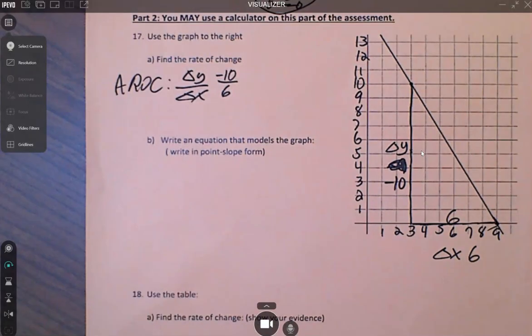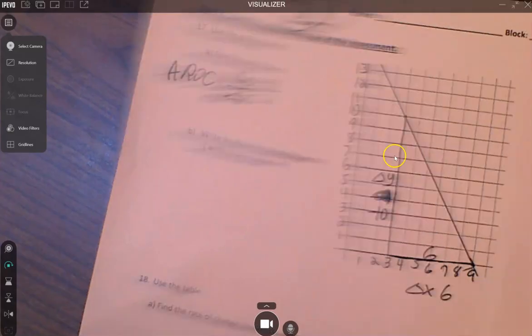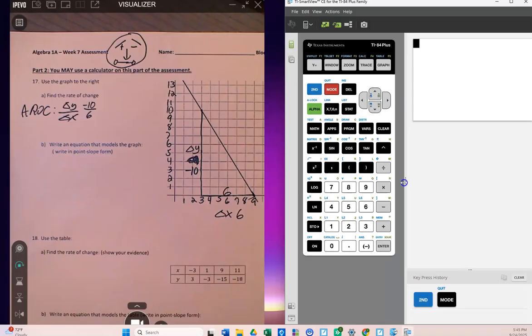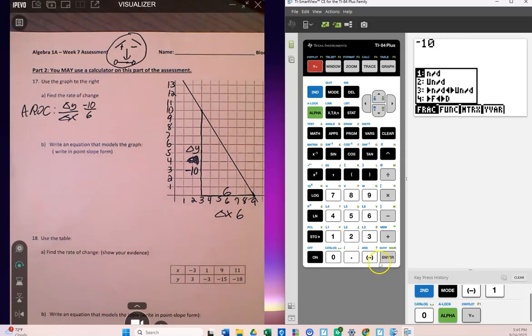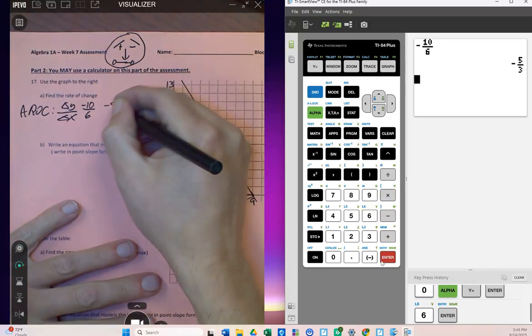Okay, let me get the calculator up. I'm gonna pause it, and just like magic, there's the calculator. How could I have had my calculator simplify that for me? Well, negative 10, alpha y equals, enter, 6, I press enter. Oh, okay. Or you could just halve it.